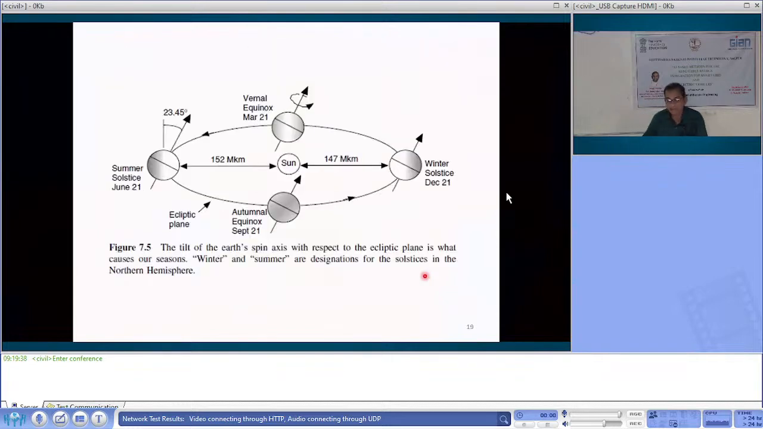Then these 4 important days, and see the sun-earth distance. For the summer solstice it is 152 million kilometers, then it is 147 for the winter solstice, which means December 21, the shortest day in a year.